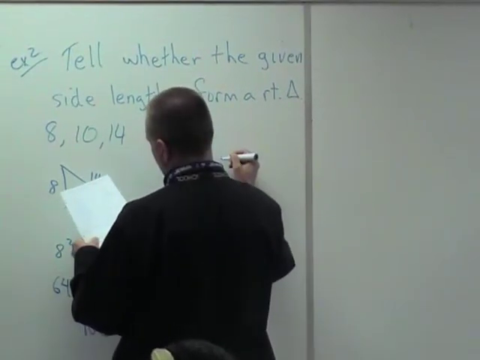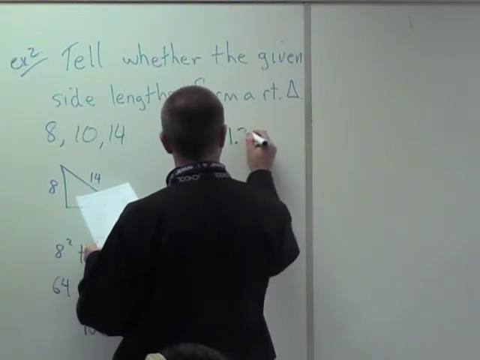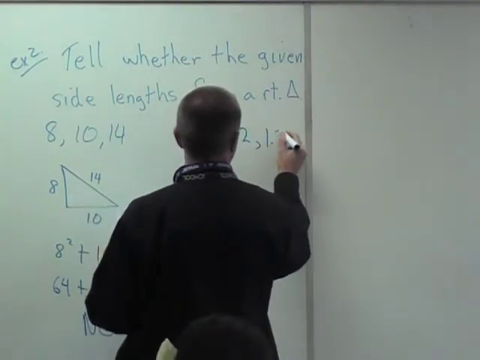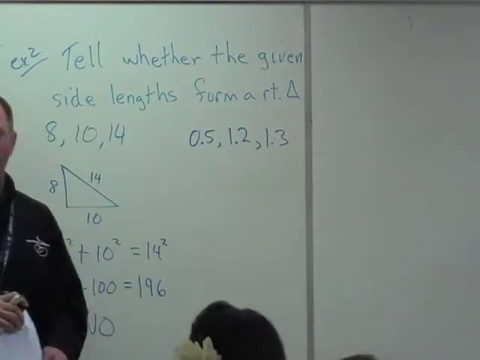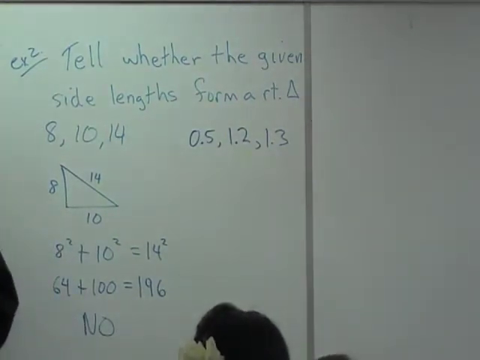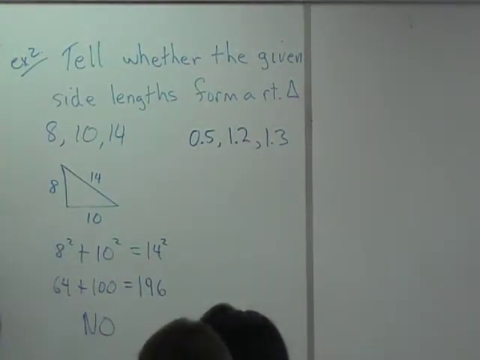0.5 is the length of one side. 1.2 is the length of another side. And 1.3 is the length of the hypotenuse. Now, everybody do this on your own.